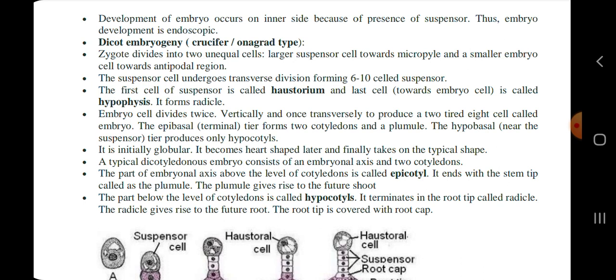The embryo cell divides twice. ठीक है? Vertically, सबसे पहले vertically फिर transversely, to produce a two-tiered 8-cell embryo. Then it is initially globular. It becomes heart-shaped later and finally takes a typical shape. ठीक है? फिर monocot embryo में क्या होता है?